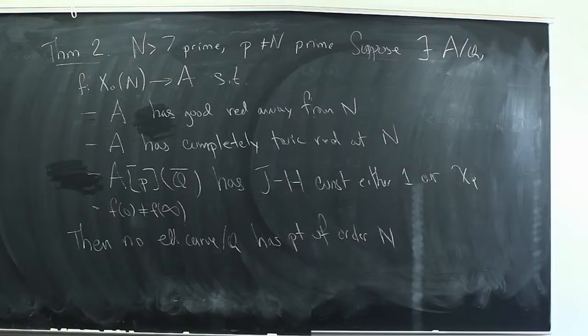The third is this condition on the p torsion of A as a Galois representation. So if you look at the p torsion of A and its Q bar points, this is a representation of the absolute Galois group of Q. And we want its Jordan-Holder constituents to all be one-dimensional and either trivial or the cyclotomic character. And F of 0 is not equal to F of infinity. Okay, so if you have this, then same conclusion.